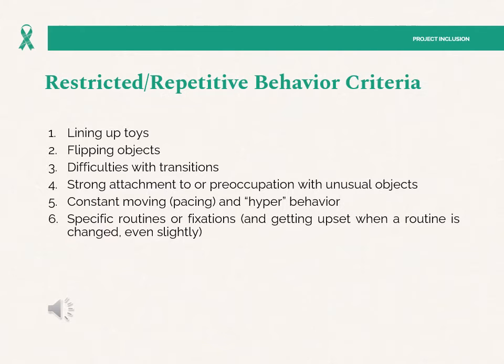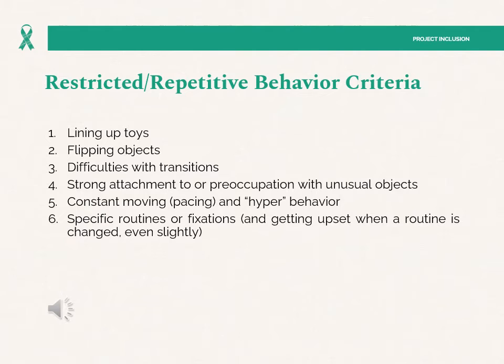Fifth, constant moving and hyper behavior. Certain symptoms, as teachers, we need to understand are common in almost every child. So, constantly moving and hyperactive behavior can be seen in other neurodevelopmental disorders as well. Therefore, it is also very common in most children with autism. They tend to have a lot of energy within them, and due to no proper channelization of the energy, they exhibit this tremendous amount of energy on random activities or tasks.